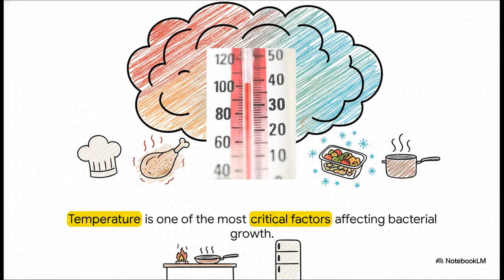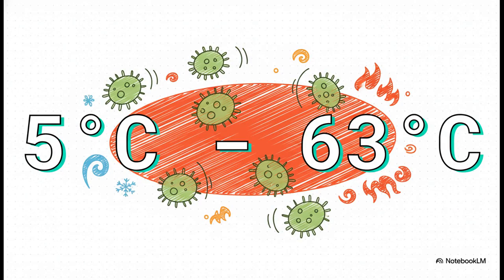Now, while all of these are really important, let's zoom in on temperature. Why? Well, because it's one of the easiest and most effective conditions for us to control, especially in our own kitchens. Okay, I want you to memorize these numbers. Between 5 and 63 degrees Celsius. This is what food safety experts call the danger zone. And it's called that because it's the perfect temperature range where harmful bacteria multiply at an absolutely incredible speed.